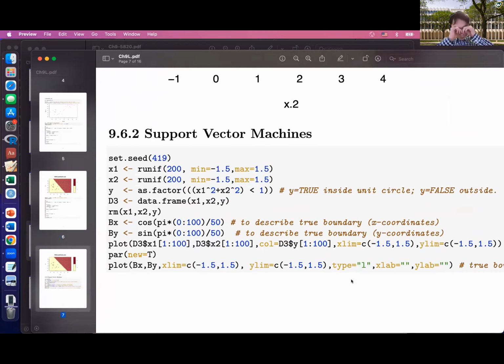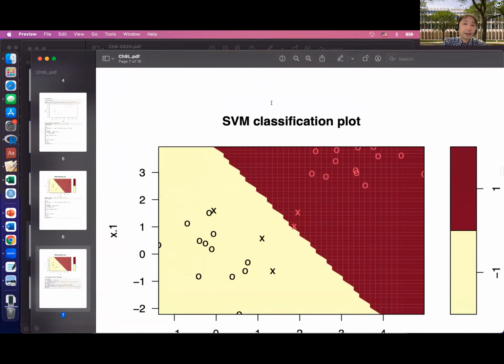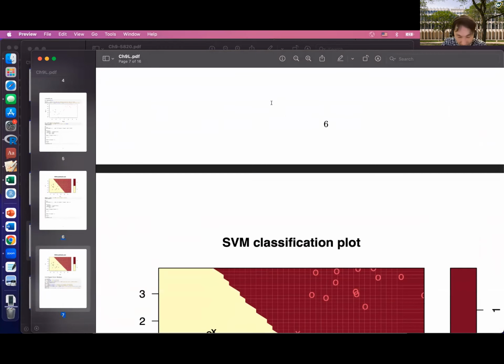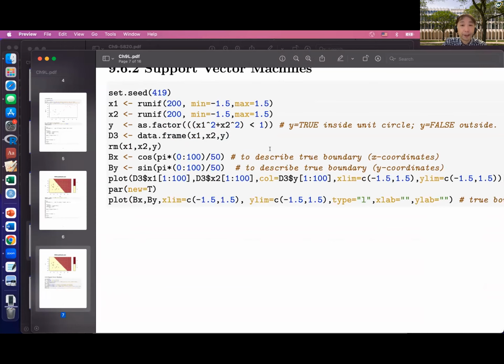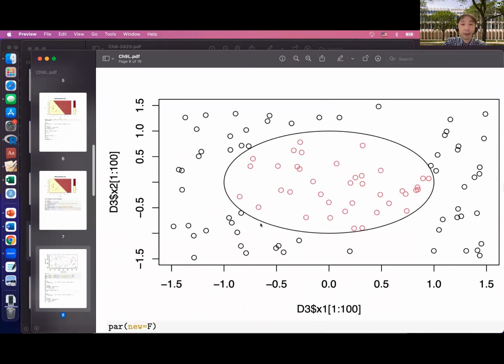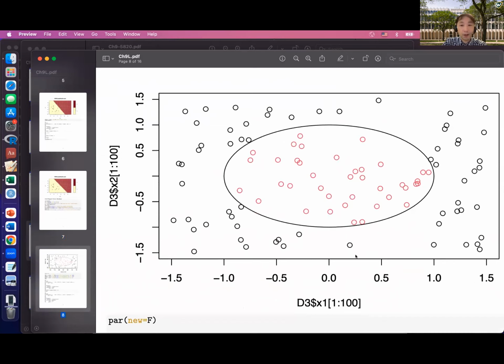Okay, so do you have any questions so far? If not, we go to the next section, the support vector machines. 6.1 is just a linear classifier, but now we have a more interesting one. Maybe seeing this is easier to understand.